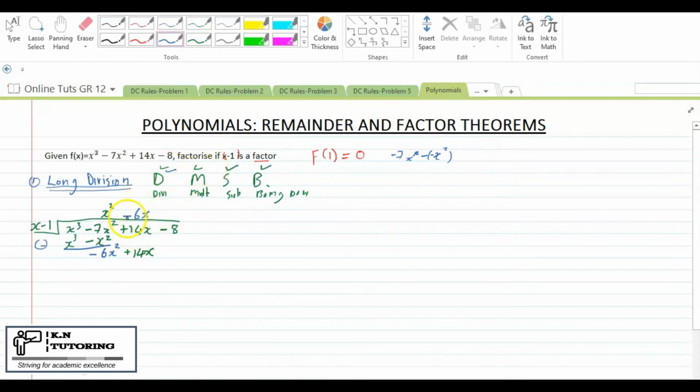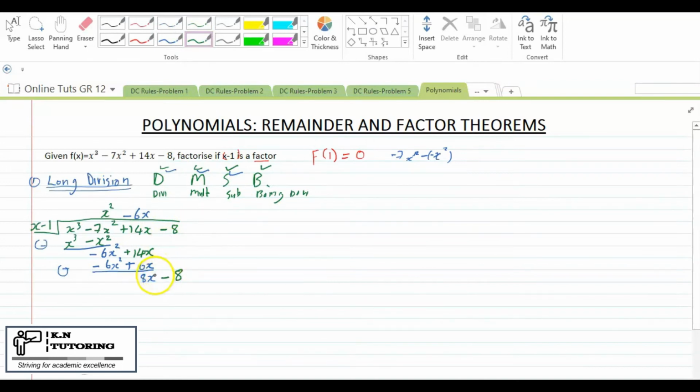So I'm done with division. Then I multiply. I say minus 6x multiplied by x, I will get minus 6x squared. Again, minus 6x multiplied by negative 1, I'll get positive 6x. So I'm done with multiplication. And then what do I do now? I subtract. So minus 6x squared plus 14x minus 6x squared plus 6x. Minus 6x squared minus minus 6x squared is going to give me 0. And 14x minus 6x is going to give me 8x. I'm done with subtracting. What do I do? I bring down the minus 8.